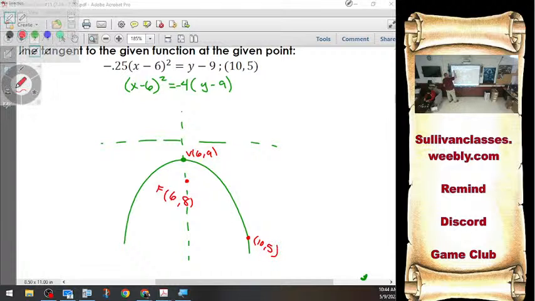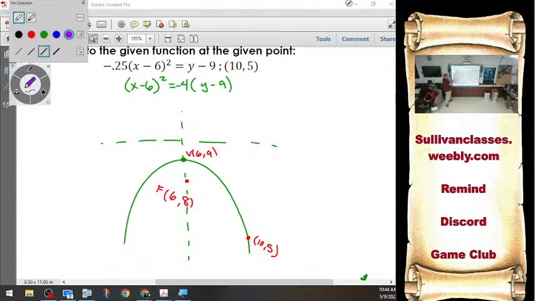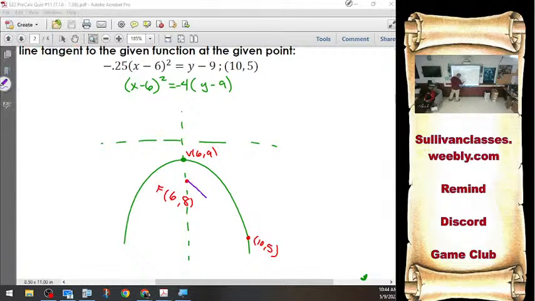How do I find my tangent line? Distance formula. I think we can do one better than that. How far is it from 6 to 10? How far is it from 8 to 5? Take a wild guess what that line is. 3, 4, 5 triangles.